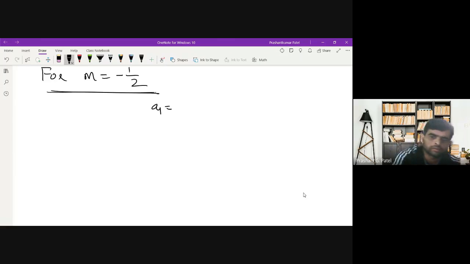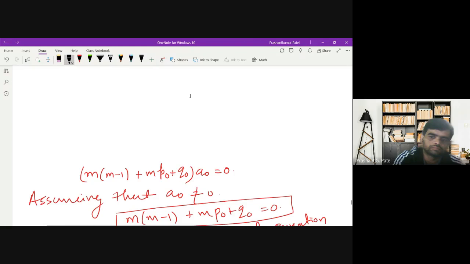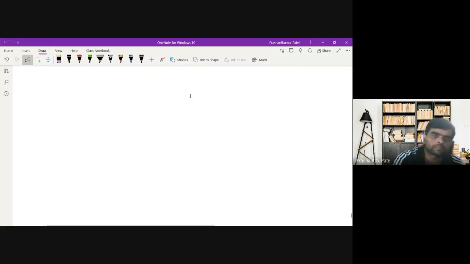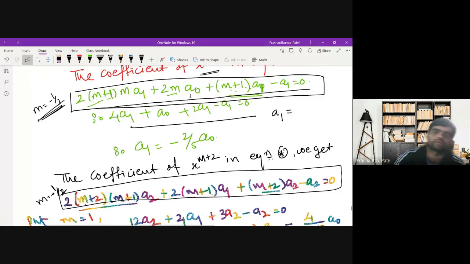Should I open that one again? Yes, sir. See, so tell me what is a1 equal to? You have to substitute m equal to -1/2 here.